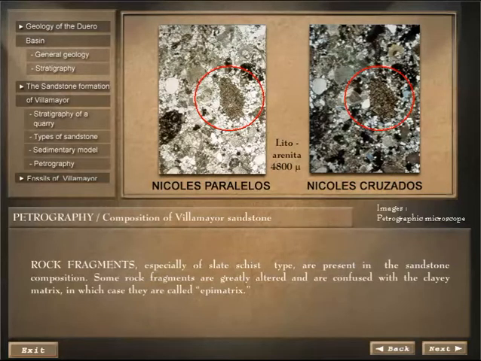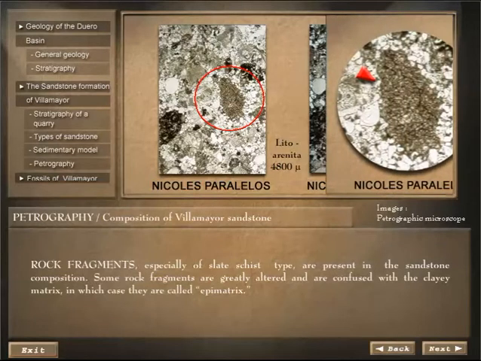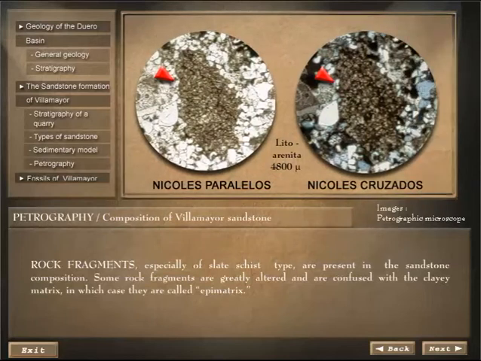Rock fragments, especially of slate schist type, are present in the sandstone composition. Some rock fragments are greatly altered and are confused with the clayey matrix, in which case they are called epimatrix.